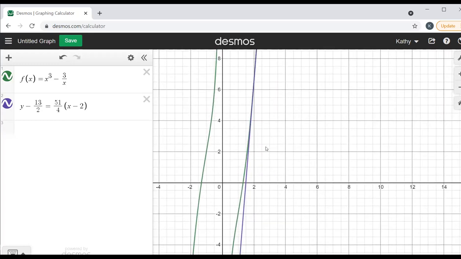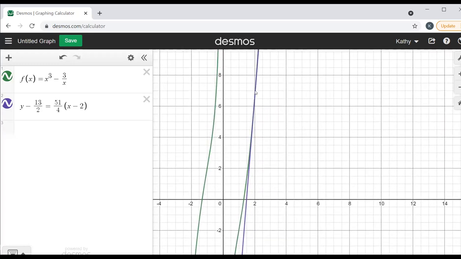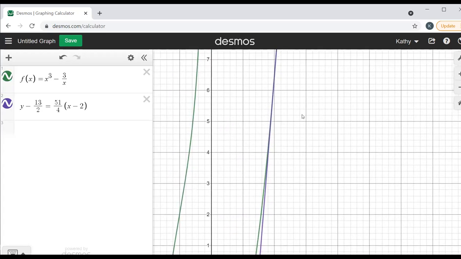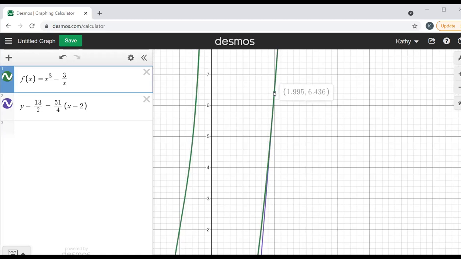Okay, I'm going to go to x equals 2. X equals 2 is right here. The green line is the function, and the purple line, do you see how it's touching? If we zoom in a little bit more, it's at 2 and 6.5. There, right there. The purple line is really hard to see because it goes exactly with it at that point.